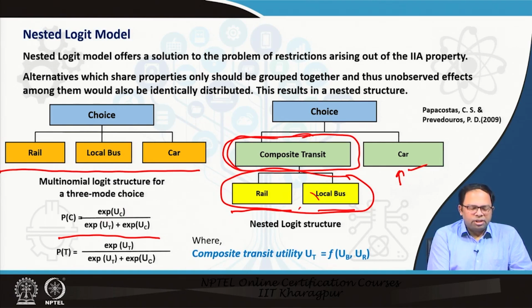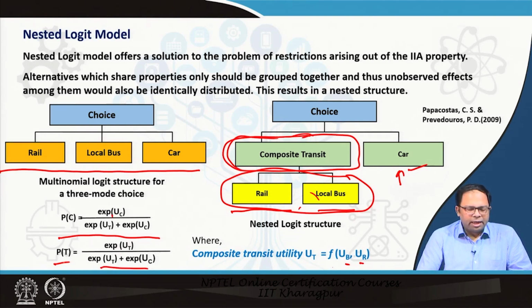So, this is the composite transit. We have to create a data set out of the overall data set using only the transit characteristics, and that variable should be used to form this utility equation. This composite transit utility is a function of both UB and UR, bus and rail, and here PT is equal to, as we have seen, the same format that is also used to estimate the probability of transit.